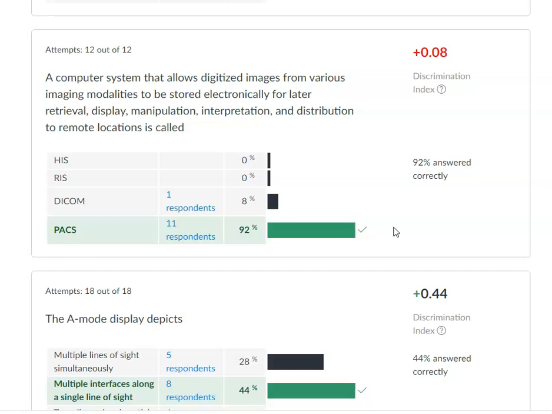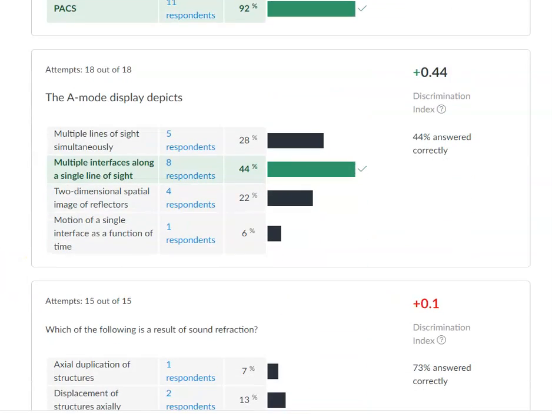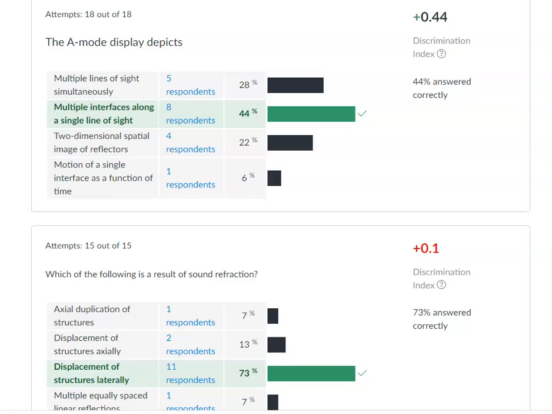Next question, a computer system that allows digitized images from various imaging modalities to be stored electronically for later distribution and manipulation is called a PAC system. DICOM is what is used to talk to the PAC system. Next, A mode depicts the multiple interfaces along a single line of sight. Another way to say that is A mode describes multiple interfaces along a single pulse of ultrasound.